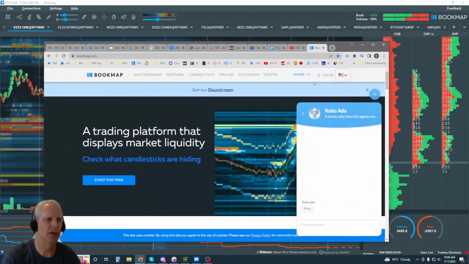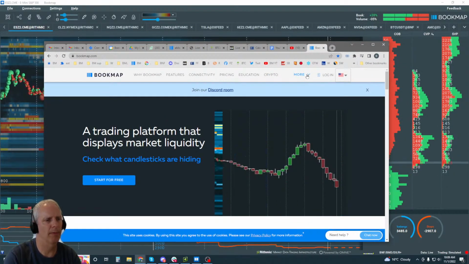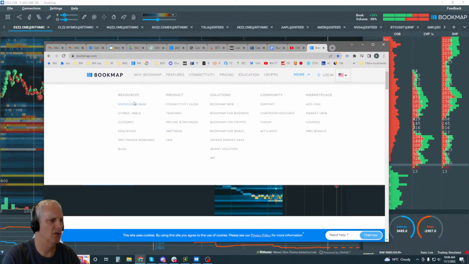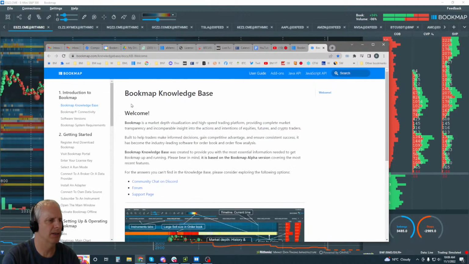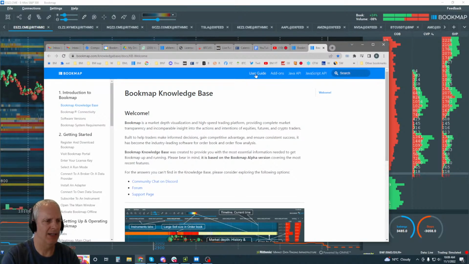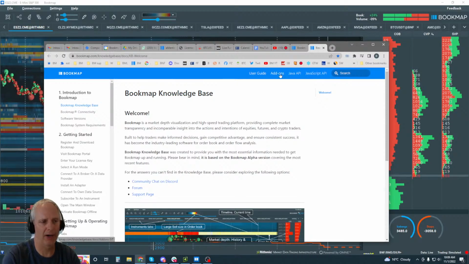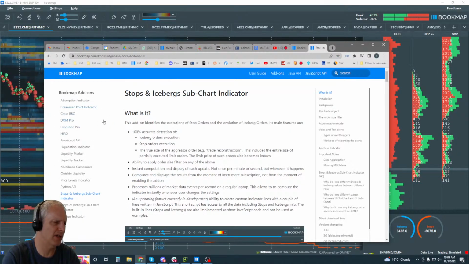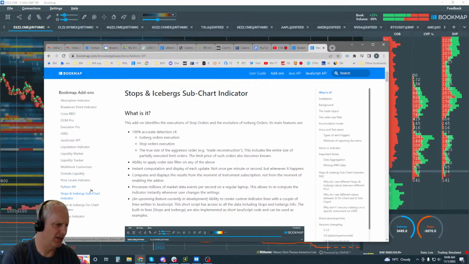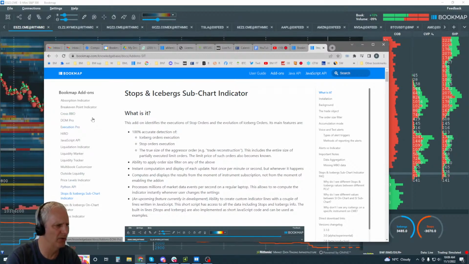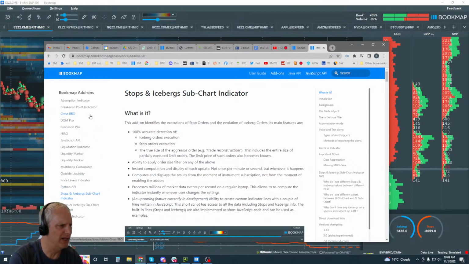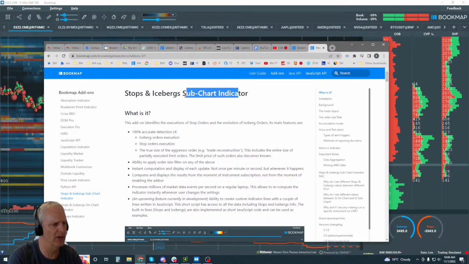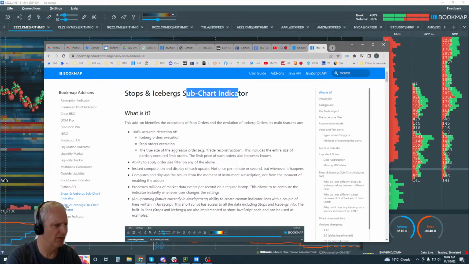So first go here to the more button at bookmap.com and go over here to knowledge base. Okay, now you're in the user guide section on knowledge base. You want to go to the add-on section, so click here. Then you can read through the add-ons in here, and the one you're interested in is the stops and icebergs subchart. You've already got that one. It's the one right below it here.